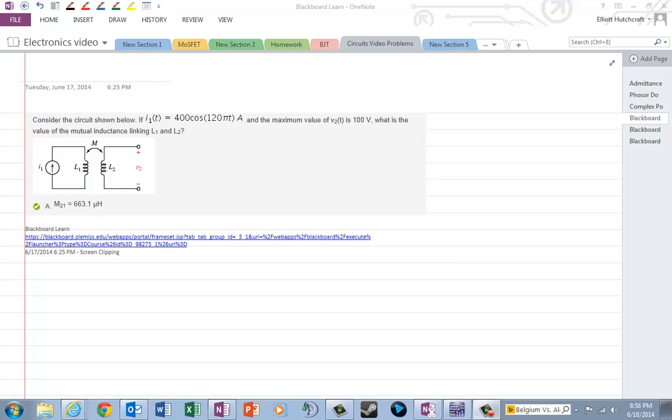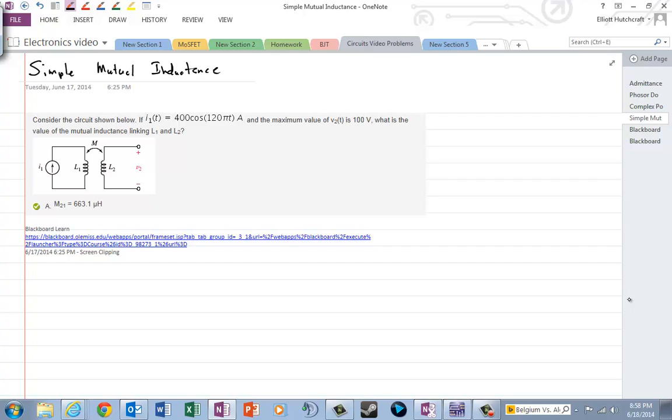Okay, this is a simple mutual inductance problem. And what it's saying here is, consider the circuit shown below. If I1 of t is 400 cosine 120 pi t amps and the maximum value of V2 of t is 100 volts, what is the value of the mutual inductance linking L1 and L2?